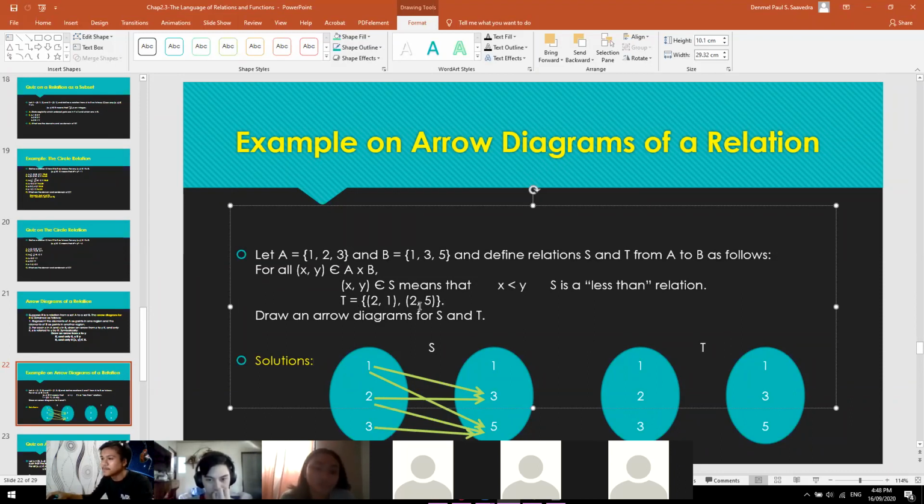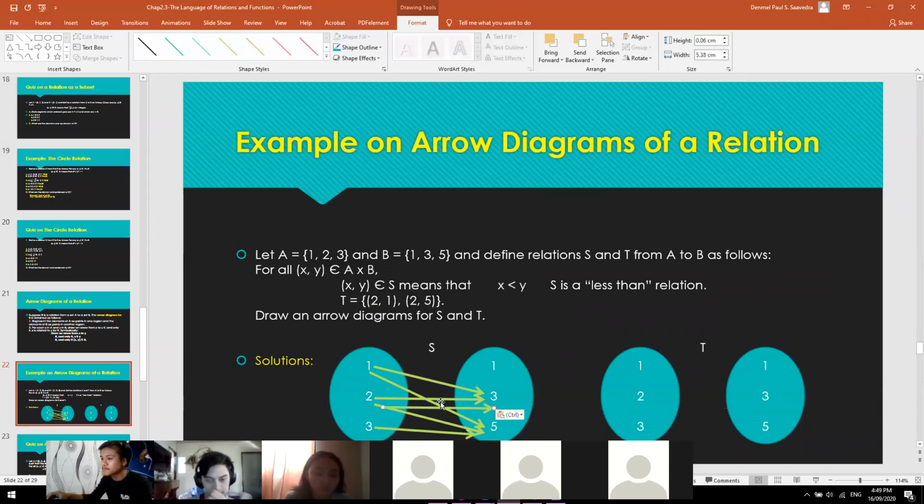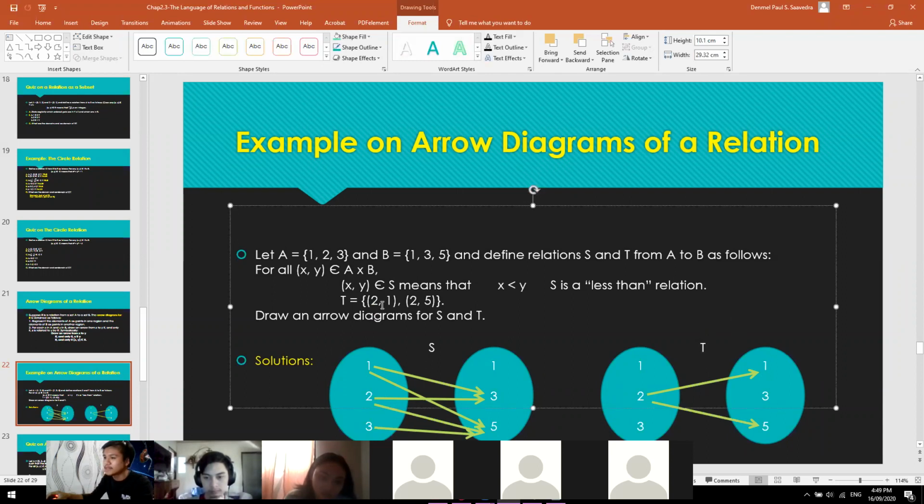Ito, wala nang condition. Okay, ito yung pinakamadali. Wala siyang condition, pero kailangan nating lagyan ng arrow. Ibig sabihin, sa T na to, considered nyo na may relation yung 2 at 1, and then 2 and 5. So, just simply do this one. So, (2, 1) and then (2, 5). So, ito yung ordered pairs ng set T natin. Okay? Ganun lang naman sa arrow diagrams.